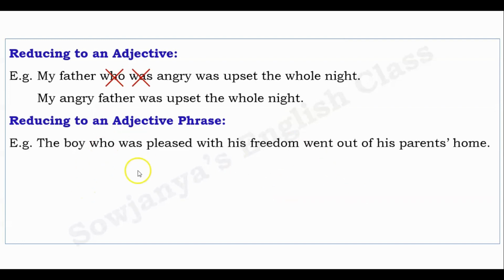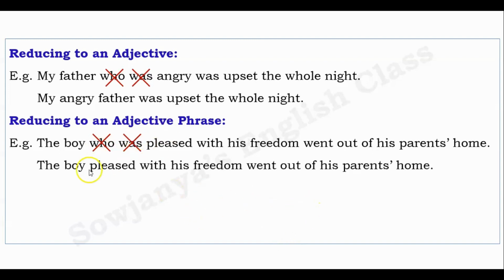Example, the boy who was pleased with his freedom went out of his parents' home. Who was pleased with his freedom? That is our adjective clause. How to reduce it? As a rule, relative pronoun who is omitted, verb to be was is omitted, and then we will get our answer. The boy pleased with his freedom went out of his parents' home.